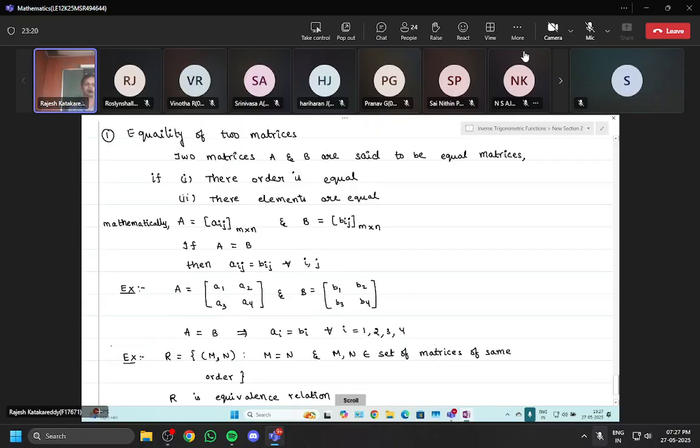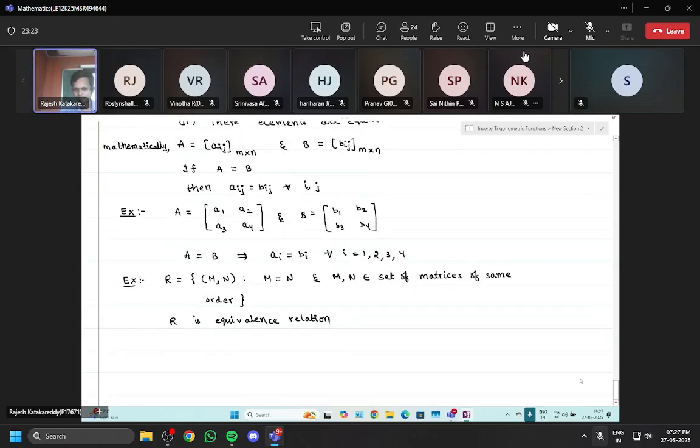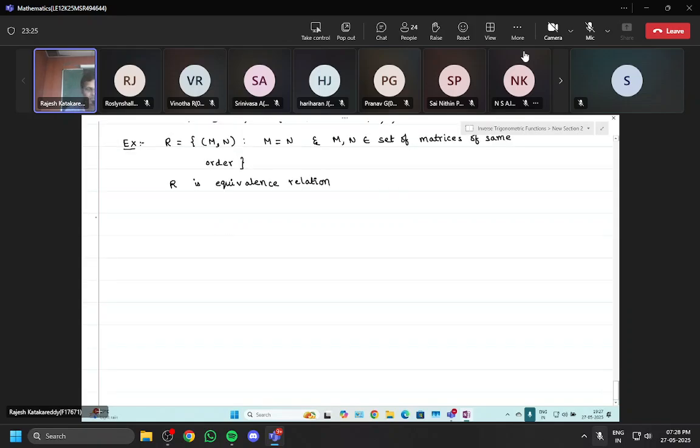Now, after equality, what is the second one we said? Addition of two matrices. So, how to add two matrices? We cannot add two random matrices. Addition of matrices is defined only if they are of same order. Not necessary to be square matrices, but both should be of same order. If A and B are of same order, then only A plus B is defined. If A is 1 by 2 and B is 2 by 1, addition is not defined.